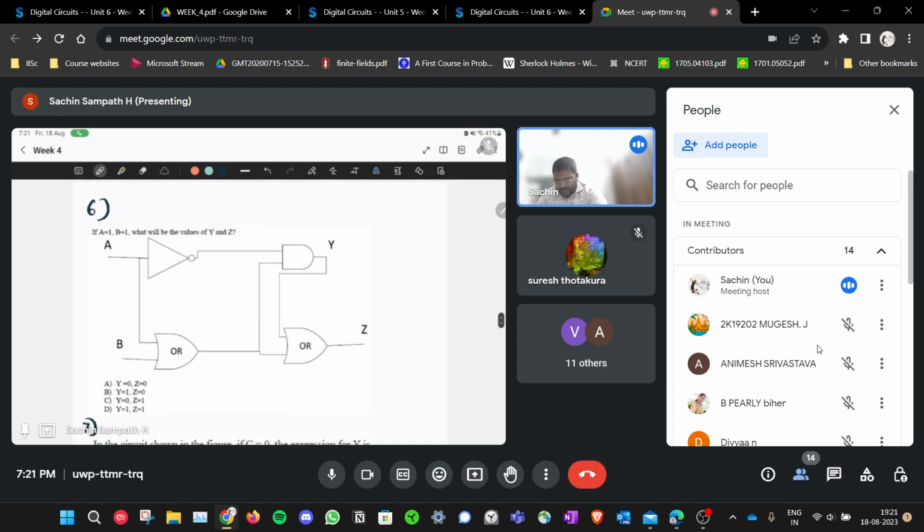Okay. A is 1 and B is 1. What will be the values of Y and Z? So this is 1. This is 1. 1 inverted is 0. 0 times whatever you get, that is again 0. Right? And 1 or 1, that is 1. This is 1, this is 0. 0 or 1 is 1. So Y is 0, Z is 1. Right?